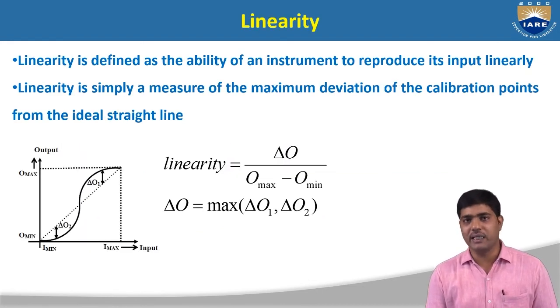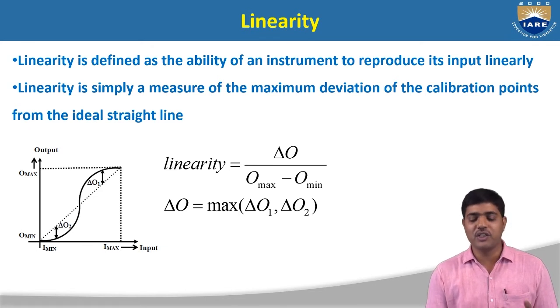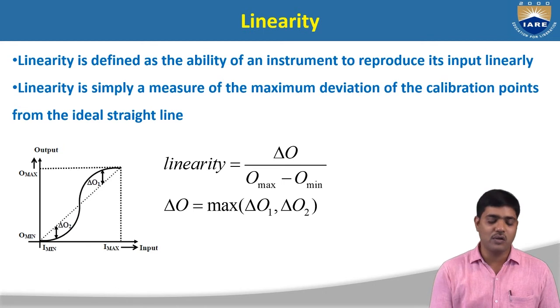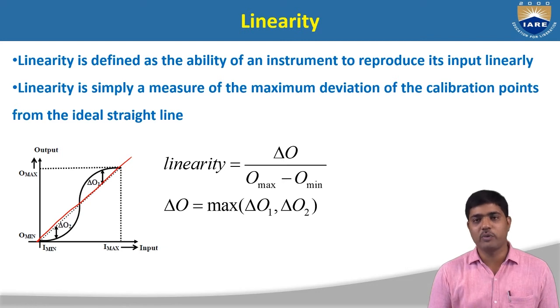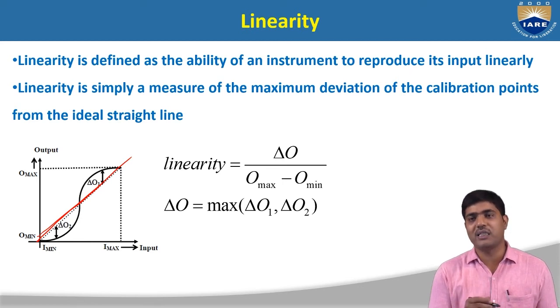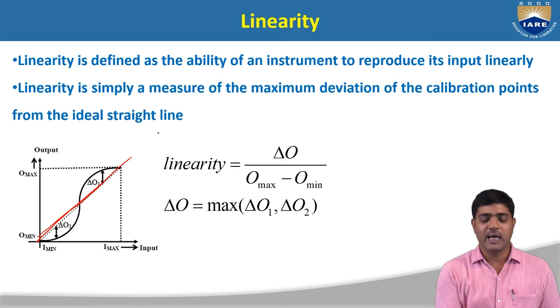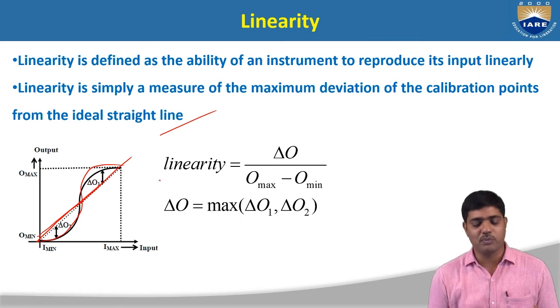And the other one is linearity. Linearity is defined as the ability of an instrument to reproduce its input linearly. Here you can see the linear curve. If you use this instrument for measuring values, whether the measurements follow the straight line, or whether there are any deviations, can be known with the help of this characteristic called linearity. So linearity is a measure of the maximum deviation of the calibration points from the ideal straight line. Here you can see the output values, and there is a deviation from the straight line.